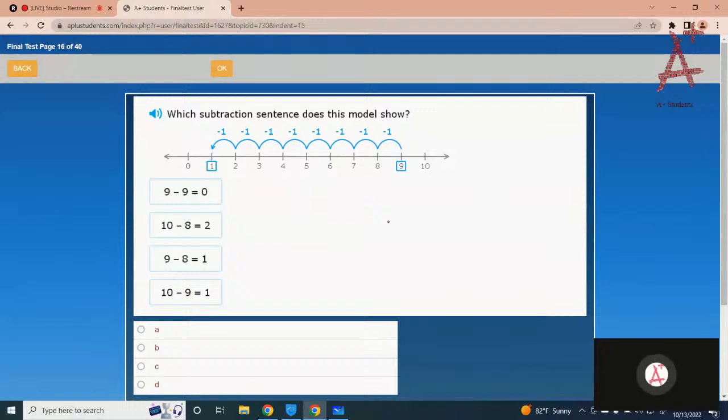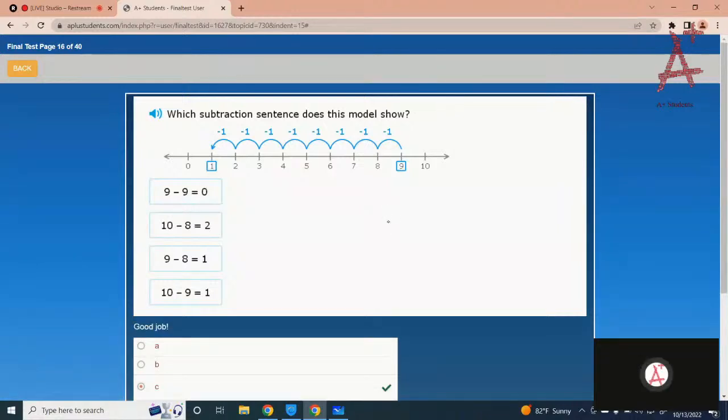That means you started from 9. You moved back 8 times and you reached 1. That means 9 subtract 8 equals 1. So which option is the correct one? 9 take away 8 equals 1. Very good, Ola. It is option C. Option C is the correct one. Select the correct option and click on the OK button.